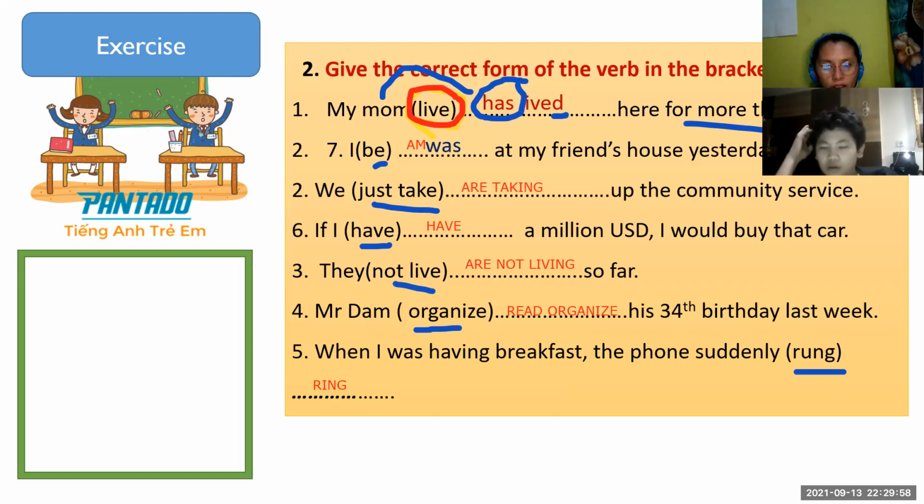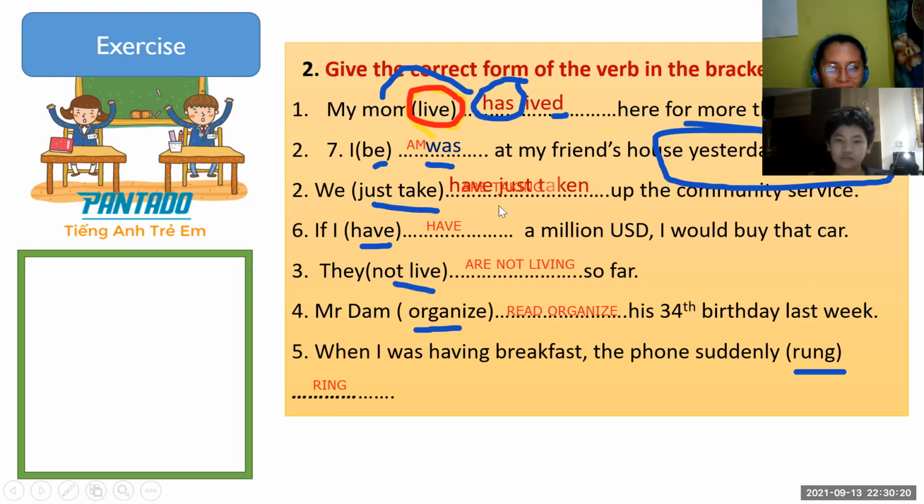So the answers are: was. I was at my friend's house yesterday morning. Why do we use was? Because yesterday morning is already in the past. Another one is we just take, the answer is we have just taken. So there is the word have. Have just taken. Take is taken.